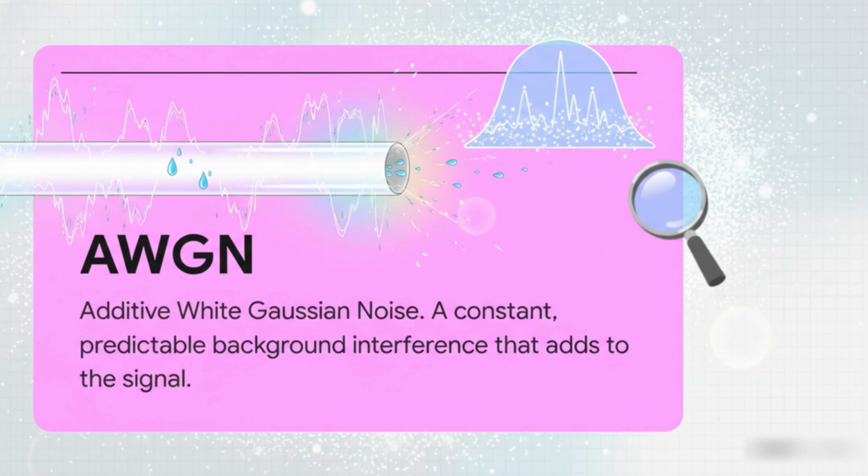So what is it? Honestly, just think of it as the background static of the universe. It's always there. We call it additive because it adds on top of our signal, messing it up a bit. And it's white because it's like white light. It hits all frequencies pretty much equally. So what does this mean for our perfect pipe? Well, the AWGN is like a constant, super predictable, low-level leak. No matter how perfectly built our pipe is, a tiny bit of water is always going to be seeping out. It's just a fact of life.